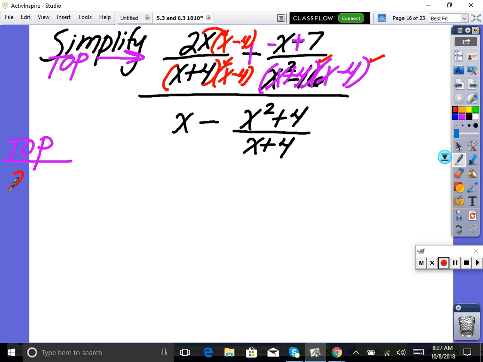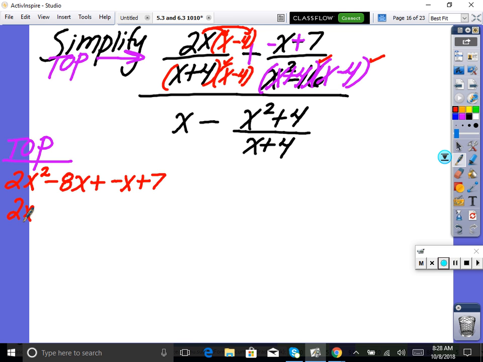2x times x is 2x squared. 2x times negative 4 is negative 8x. And we're just doing the numerator, remember? Then we have a plus sign. Now we have minus x, and then we have a plus 7.